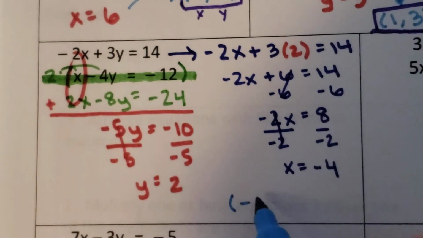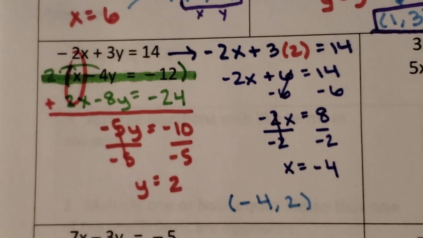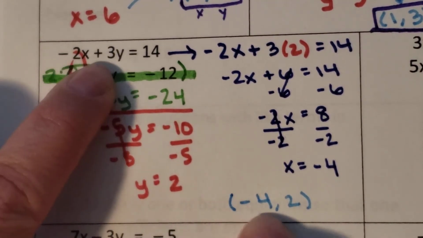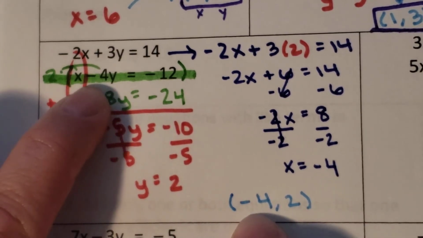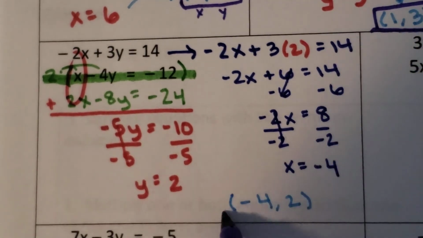So my solution appears to be negative 4 and 2. Make sure you write the x first. So negative 2 times negative 4 is 8, plus 6, yep, is 14. Negative 4 minus 8, yep, is negative 12. So that balances out.